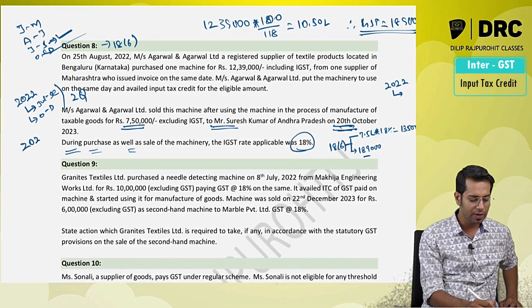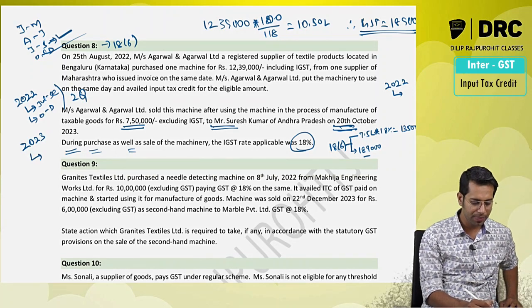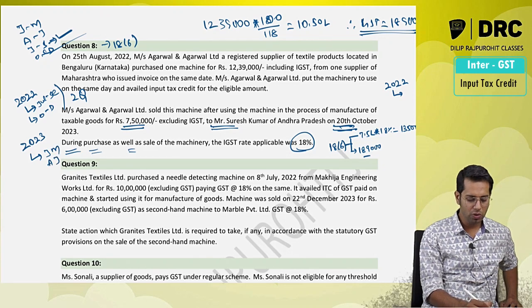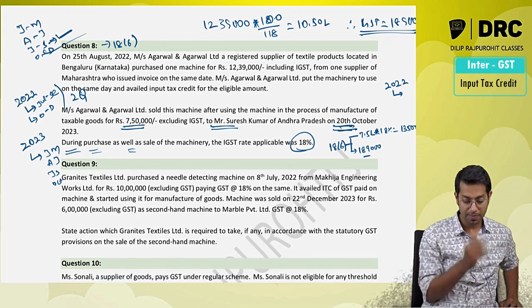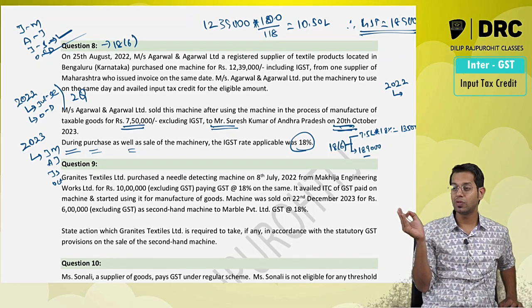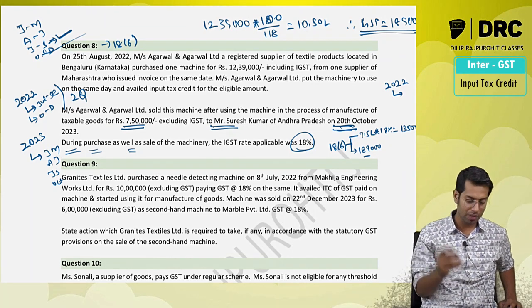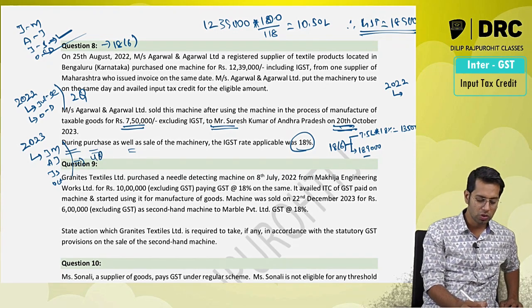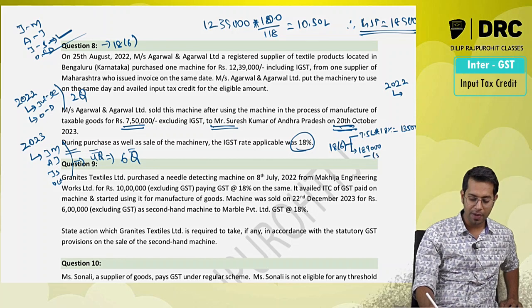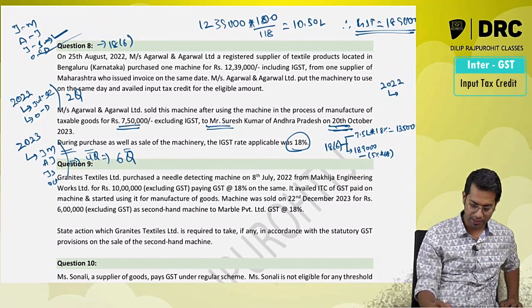And in the year 2023, how many quarters, sir? January to March, April to June, July to September, and October to December also. But sir, he sold it in the month of October. No, it does not matter. It will be treated as a full quarter. So 4 quarters. So totally how many quarters? 6 quarters. So reduce ITC by 5% per quarter. So for 6 quarters, reduce it by 60%. Sorry, 30%.